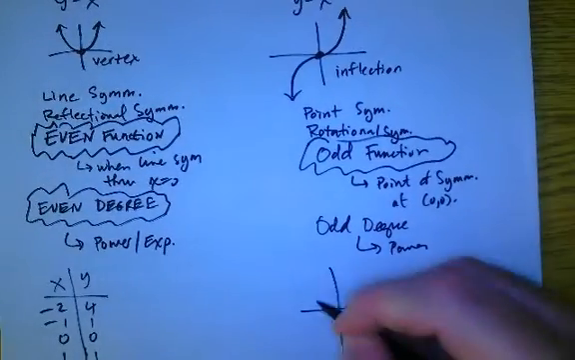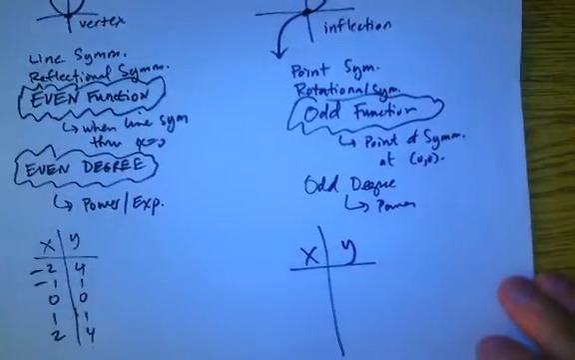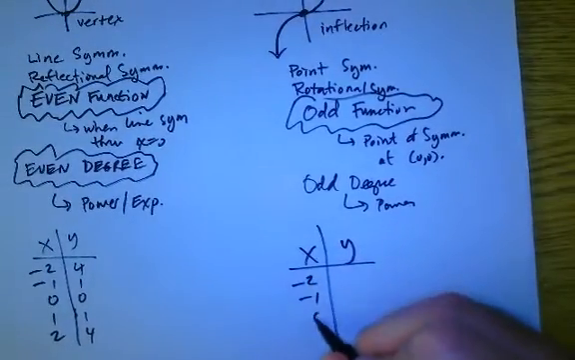And then last is our generic parent table, same x values.